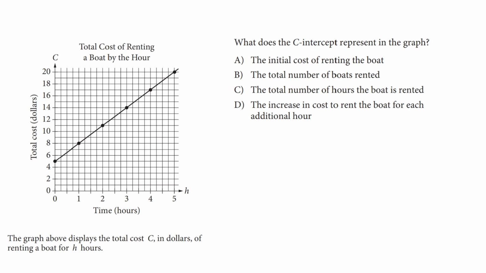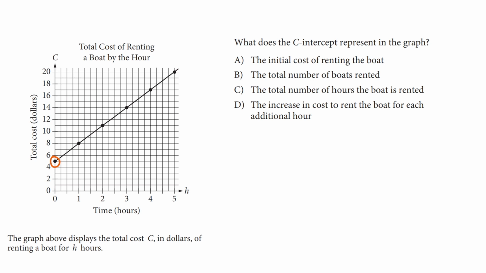So let's consider this graph for the next two questions. The graph above displays the total cost C in dollars of renting a boat for H hours. What does the C-intercept represent in the graph? So our C-intercept is this point right here because what would be our y-axis is our C-axis. So we need to figure out what the C-intercept represents.